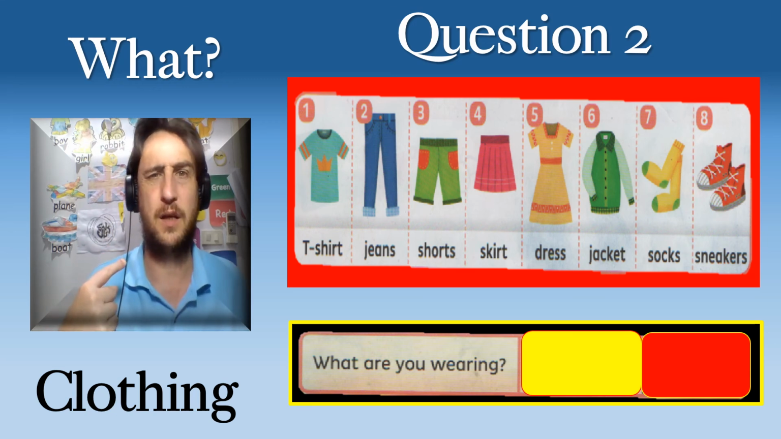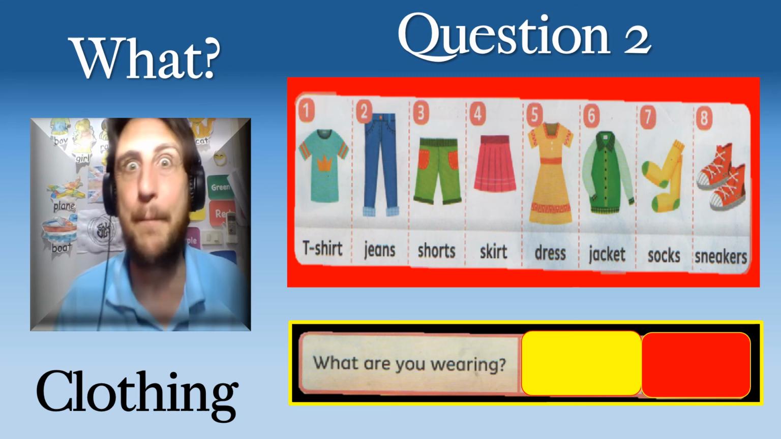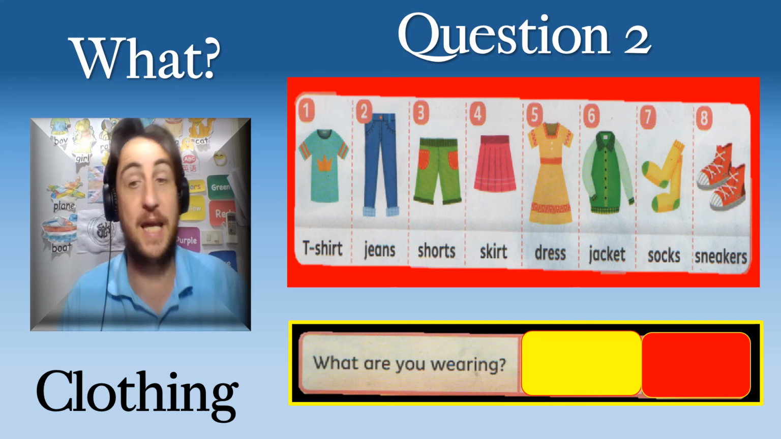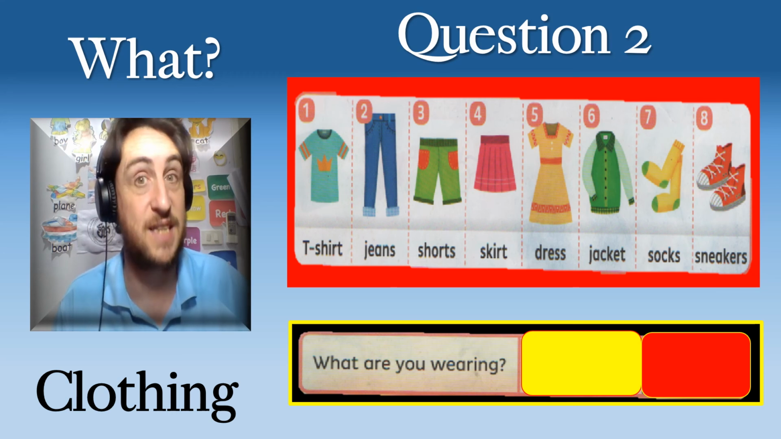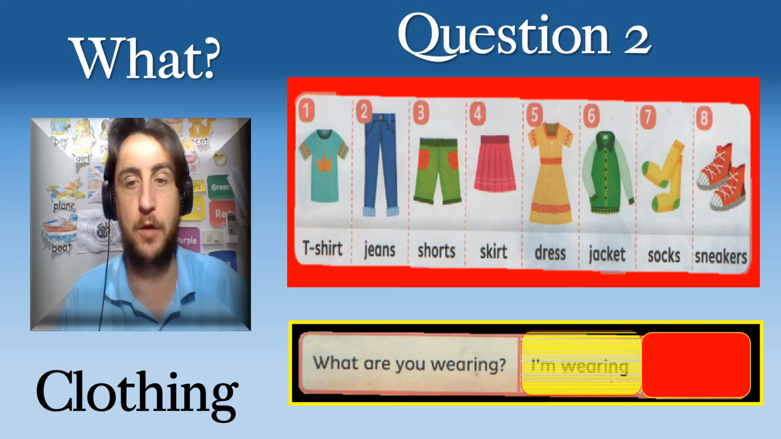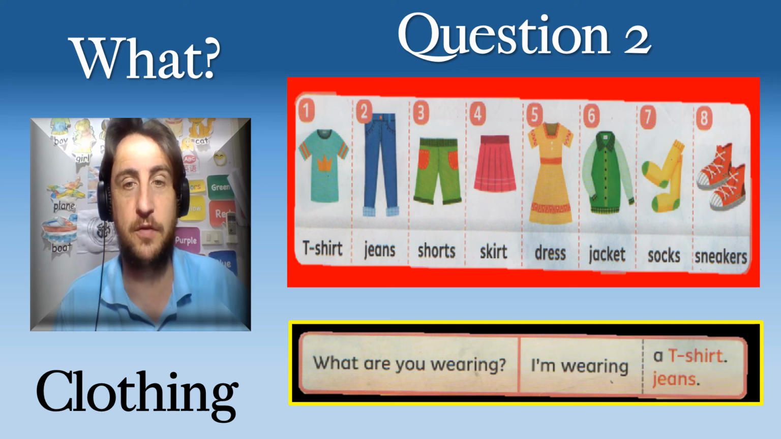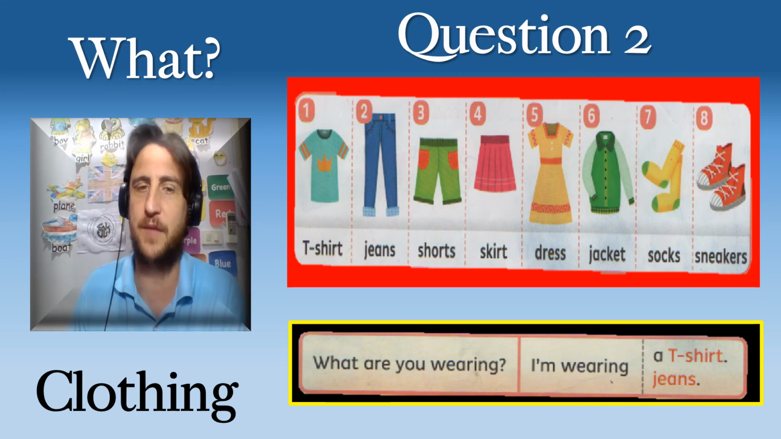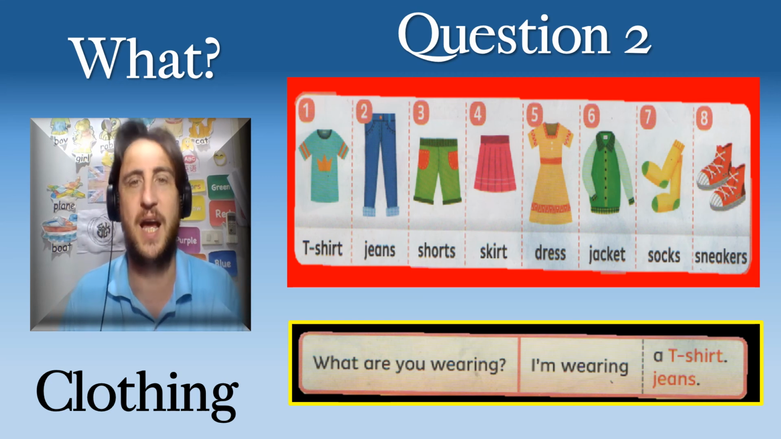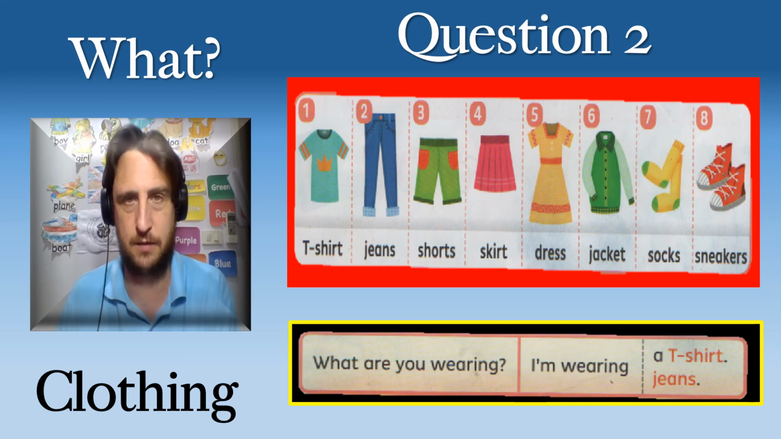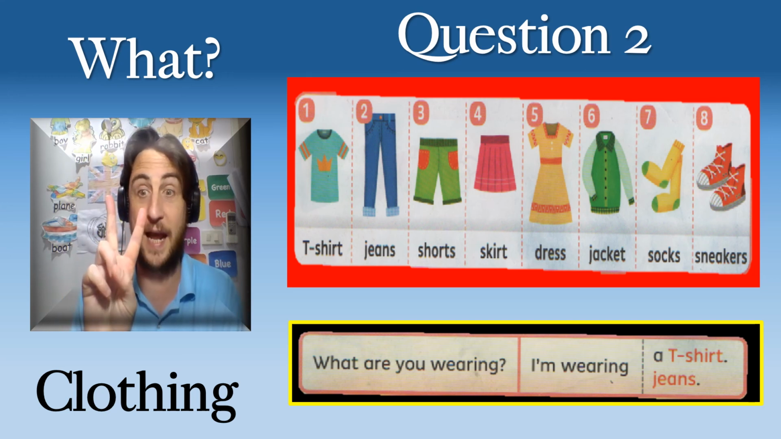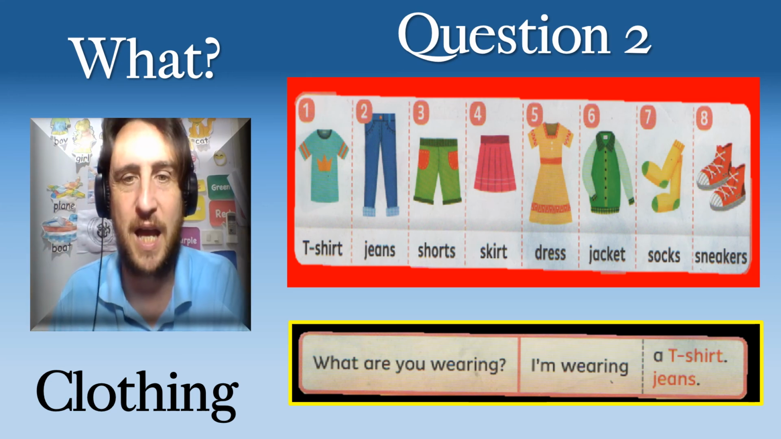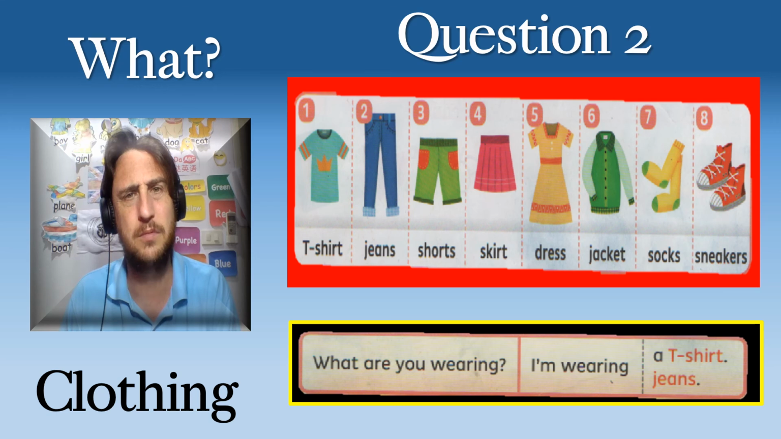What about I? What am? What am I? Okay. He and she. What is? What is he wearing? What is she wearing? I'm wearing, and then we have the clothing. Don't forget, please, if you can count the clothing, we say a t-shirt, a skirt, a dress, a jacket. But if it is a plural noun, like glasses, we don't say a. How do we know it's a plural noun? It will have S at the end.